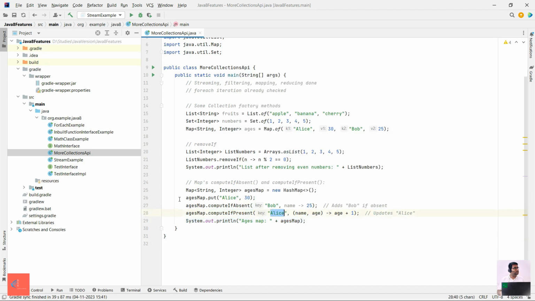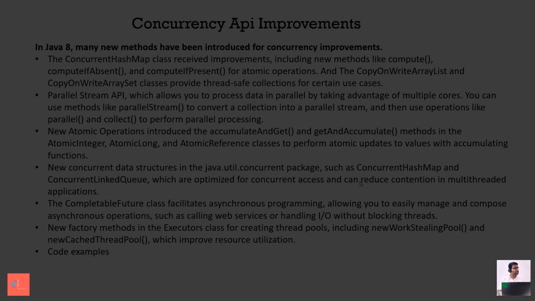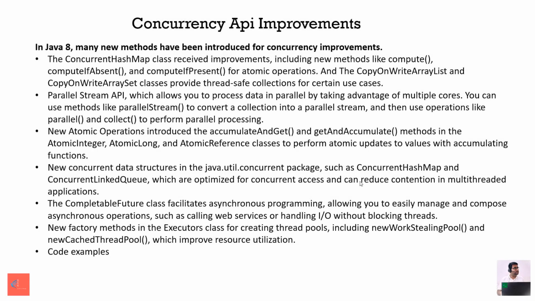After this, let's move to our next feature in Java 8. Java 8 improved the concurrency API also. The ConcurrentHashMap class received methods like computeIfAbsent, computeIfPresent. This helps in atomic operations.